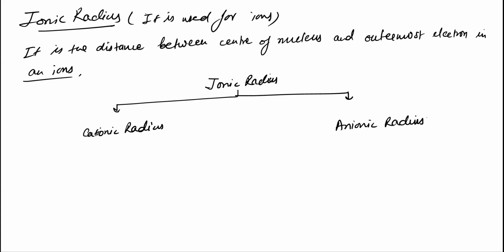Got it? Cationic radius: a cation means one which is positively charged. It is always smaller than the parental atom. For example, this is Na positive and this is Na. The parental atom of Na positive is Na. So which one is going to have the more radius? Na will have more radius and Na positive will have less radius. Why? Because a greater number of protons are attracting a lesser number of electrons. Understood this one?